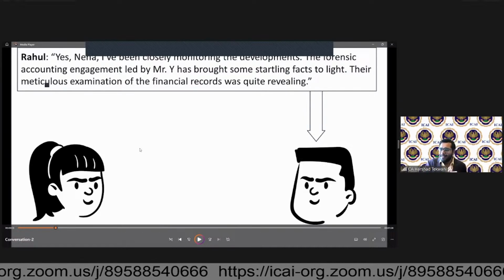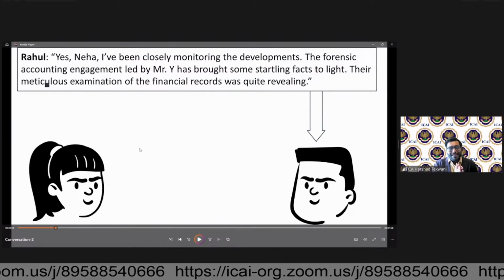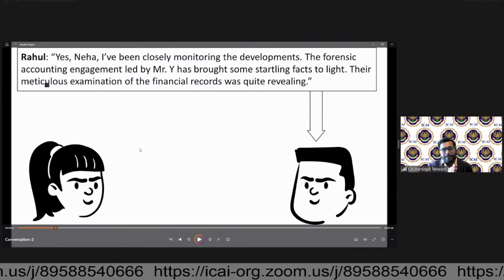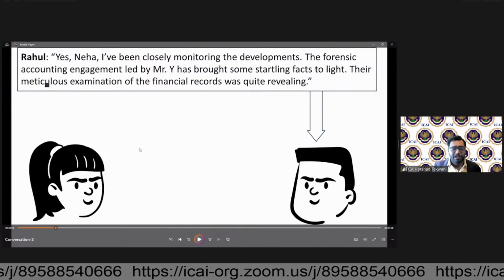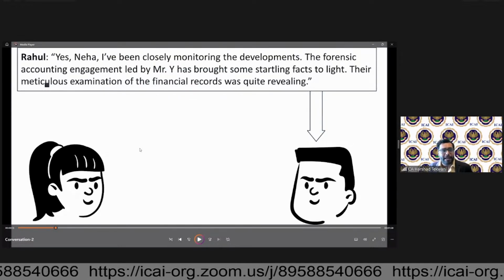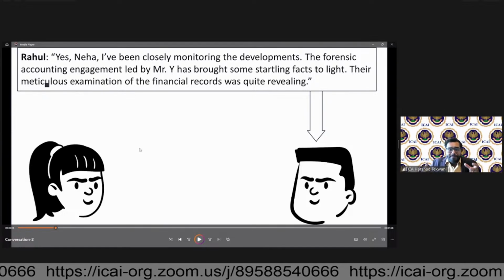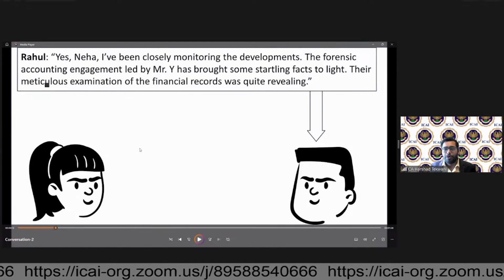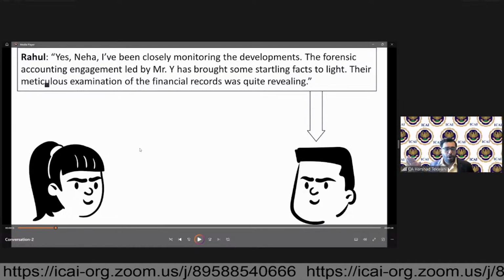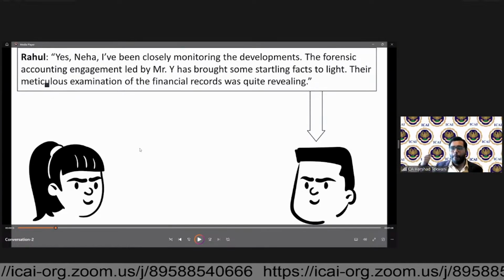Now, if you just see this particular part, what is happening is that the first part, which is the investigation done by the income tax department and then the appointment of the accounting engagement team led by Mr. Y, is the first step of forensic accounting, that is initialization, where you initialize the engagement and you develop a mandate.